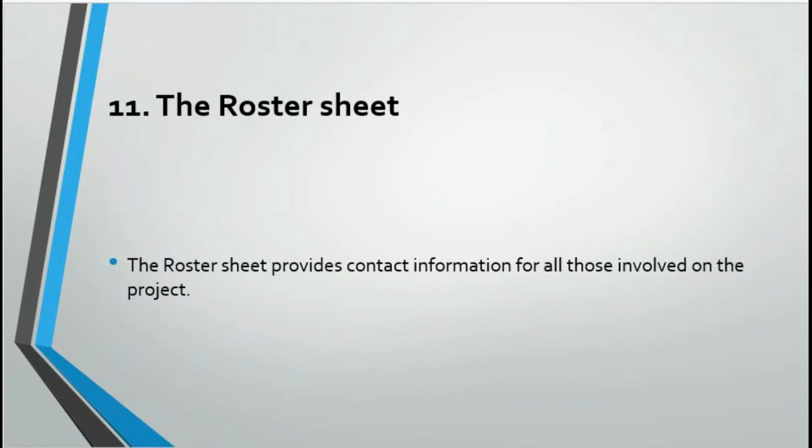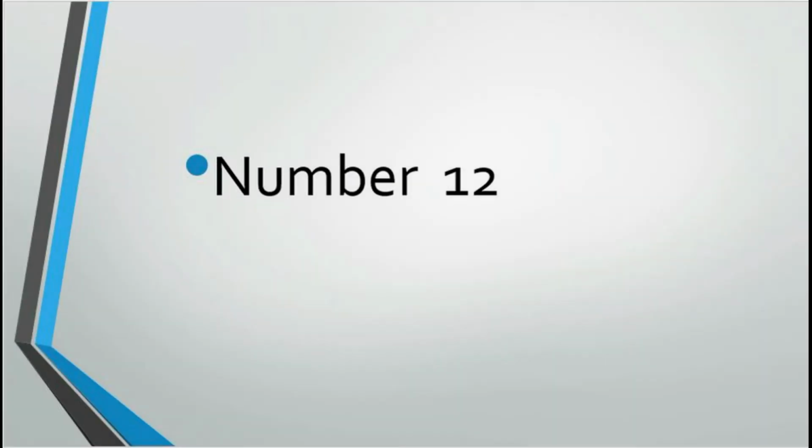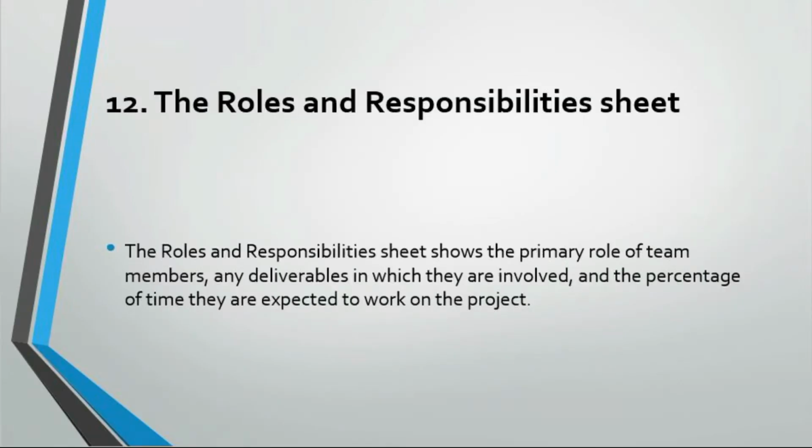Number 11 is a roster sheet. This one provides contact information for all those involved in a project. R&R is a roles and responsibilities sheet. This shows the primary role of each team member, any deliverables in which they are involved, and the percentage of time they are expected to work on a project.